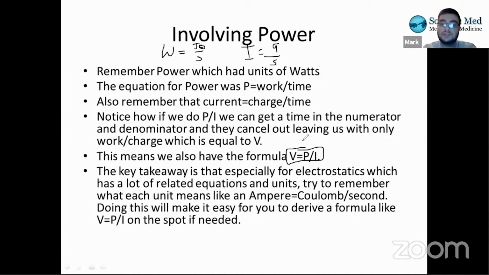If you know what a volt is, and a volt is a joule per coulomb, then just having these two units, you'd be able to figure out how to find voltage if you didn't remember this formula. And that's what I wrote here at the bottom. Especially for electrostatics, which has a lot of related equations and units, try and remember what each unit means. For example, an ampere is a coulomb per second. Doing this will make it easy for you to derive a formula like V equals P over I on the spot if needed.